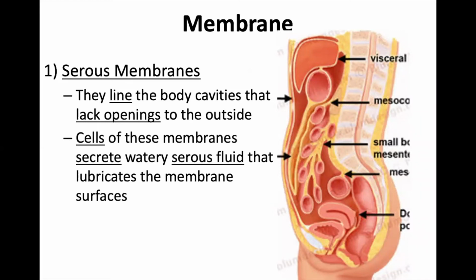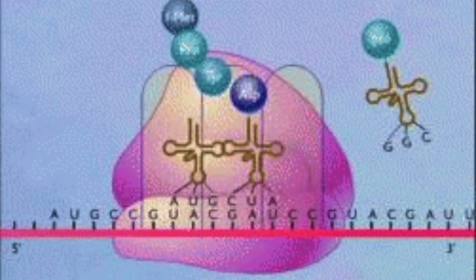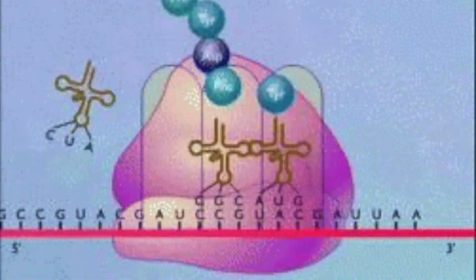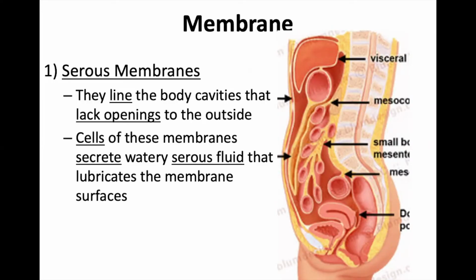The cells that make up this membrane secrete this fluid. Remember, protein synthesis from Bio 1. Cells create proteins, and those proteins leave the cells. These proteins are being used to make serous fluid, which is just a lubricant so that all of your organs can easily slide around each other without getting stuck. So when you're moving around, you're playing sports or something, you're not tearing yourself apart. So this is all protection for you.